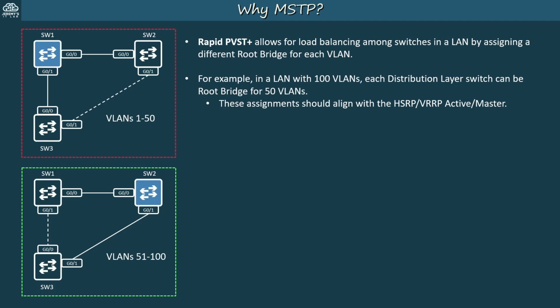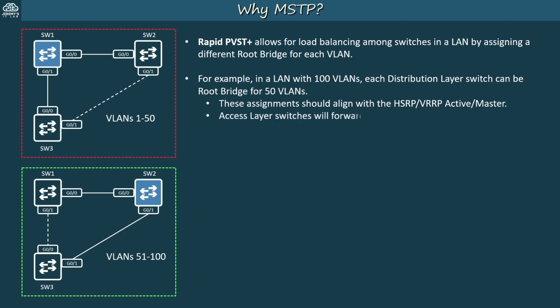In most cases, the distribution switches will be multi-layer switches, and they should use a first-hop redundancy protocol on their SVIs to provide a redundant default gateway. So if switch 1 is the root bridge for VLANs 1 to 50, its SVIs should be the HSRP active or VRRP master for those VLANs.